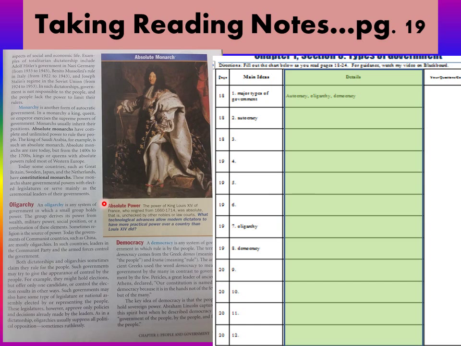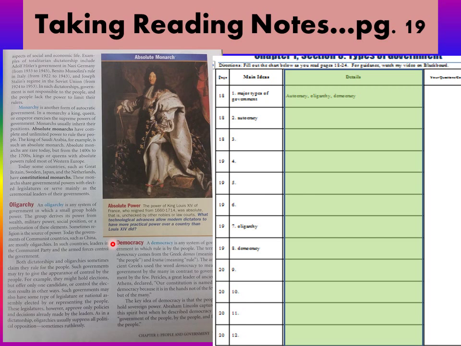Oligarchy. An oligarchy is any system of government in which a small group holds power. The group derives its power from wealth, military power, social position, or a combination of these elements. Sometimes religion is the source of power. Today, the governments of communist countries such as China are mostly oligarchies.